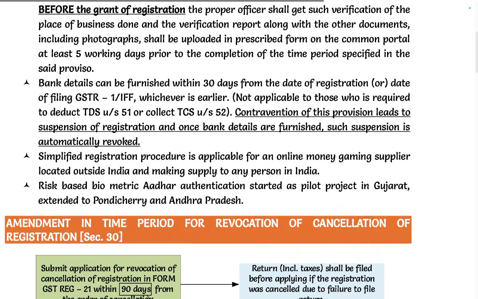Bank details can be furnished within 30 days of the date of registration or the date of filing GSTR-1, whichever is earlier. This is not applicable to those who are required to deduct TDS under section 51 or collect TCS under section 52. Contravention of the provision leads to suspension of registration. Once the bank details are furnished, the suspension is automatically revoked.